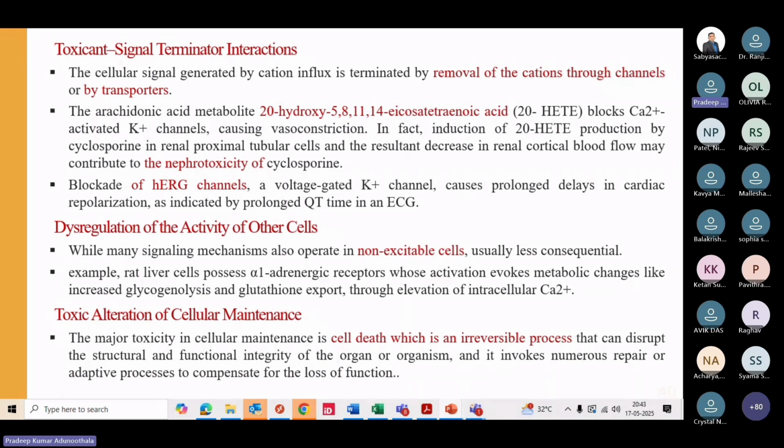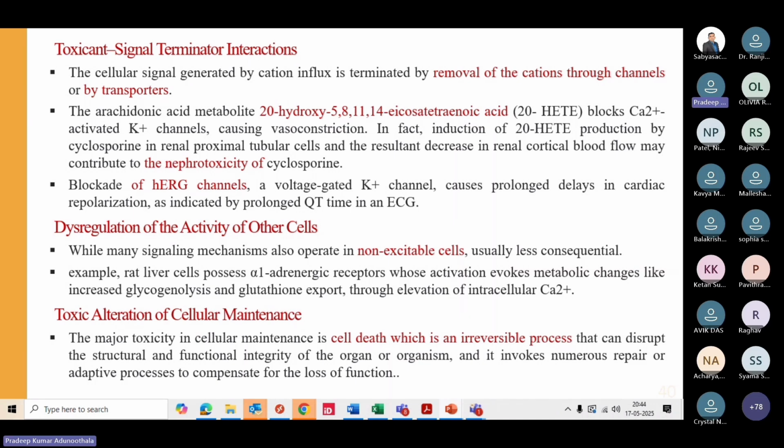While many signaling mechanisms also operate in non-excitable cells, dysregulation there is usually less consequential, and there won't be any consequences if this process happens. An example is rat liver cells that possess alpha-1 adrenergic receptors, whose activation increases metabolic changes like increased glycogenolysis and glutathione export by elevating intracellular calcium ions, and causes toxic alteration of cellular maintenance.